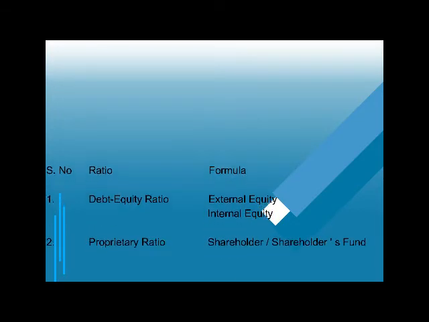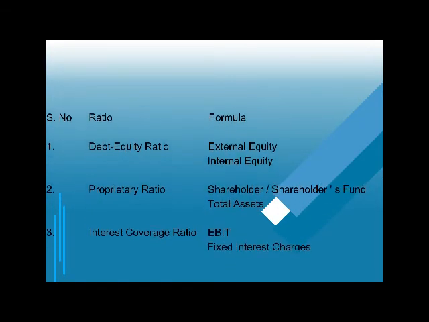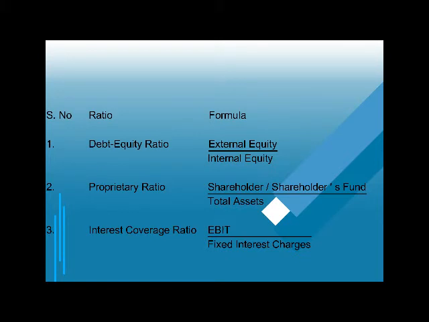Some of the solvency ratios are given below. Number 1 formula, debt equity ratio: external equity over internal equity. Number 2, proprietary ratio: shareholders' funds over total assets. Number 3, interest coverage ratio: EBIT over the fixed interest charge.